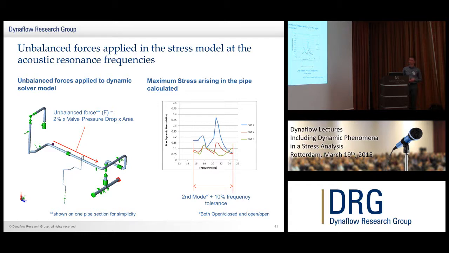Okay? What's also important to note here is we've actually done a frequency tolerance. We've not just said the second harmonic is 20 hertz. We've actually added a tolerance to account for the fact that there are some uncertainties in the flow conditions and also some uncertainties in the model that we've built. So typically, here we've got a 10% tolerance. We've analysed both the open closed and open open cases, and then a 10% tolerance on both. Okay.